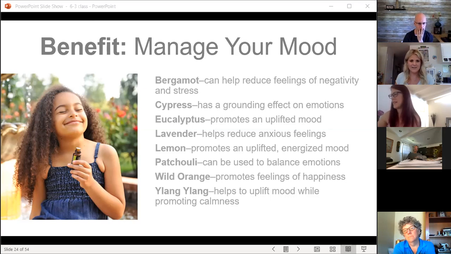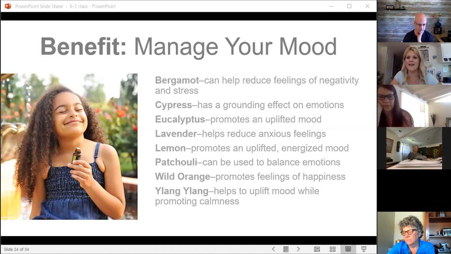Patchouli and lime, really yummy. Or patchouli and any citrus, really good, but it's great for balancing out emotions, especially right now if emotions are on this wave of up, down, who knows where, spinning in spirals. You could do patchouli and wild orange. Wild orange just connotes feelings of happiness, but wild orange is also very calming.